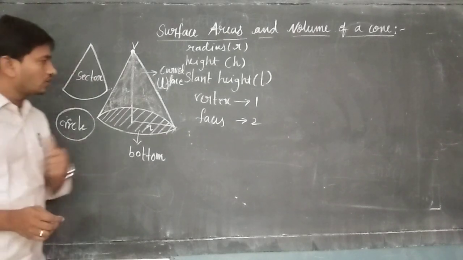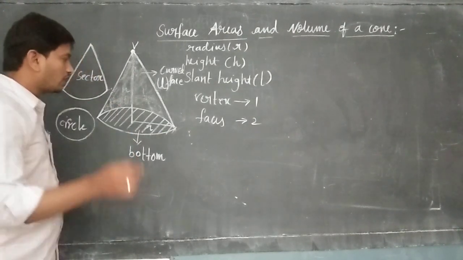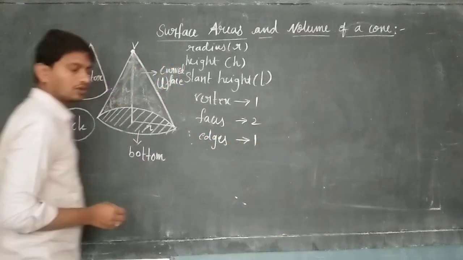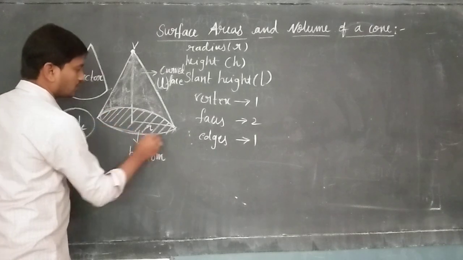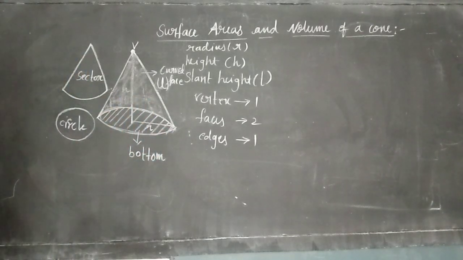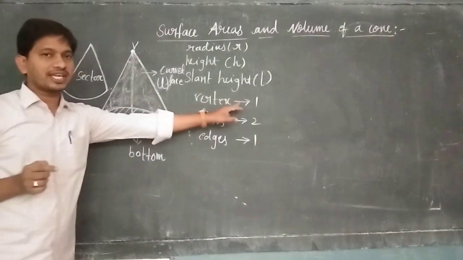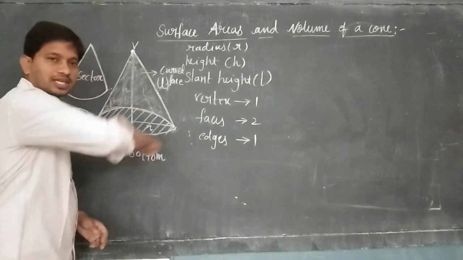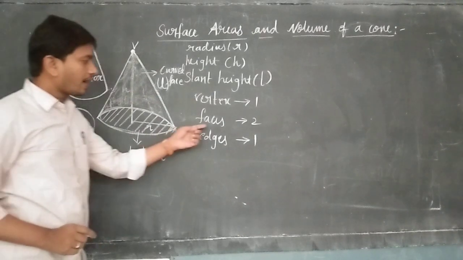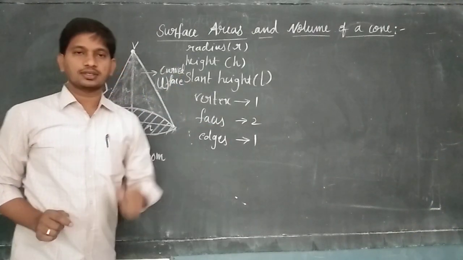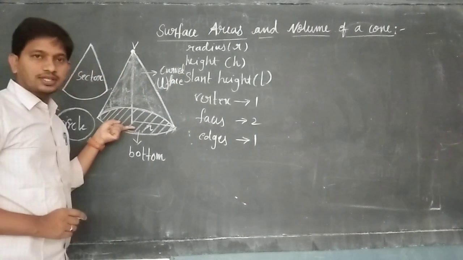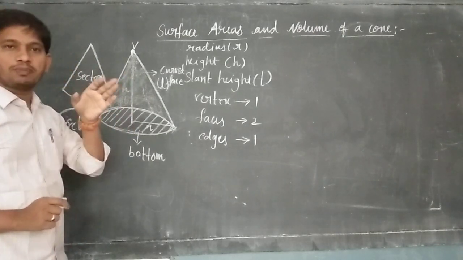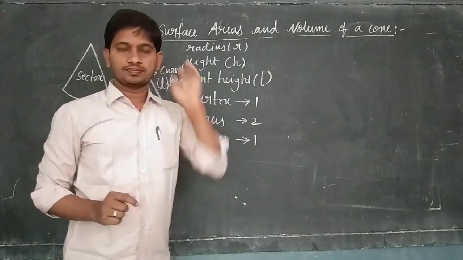Now coming to edges, we have only one edge, that is the circular edge. So totally we have one vertex, this is our vertex, and one edge, the circular edge. And we have two faces: the bottom face, which is in the shape of a circle, and the curved face, which is in the shape of a sector.